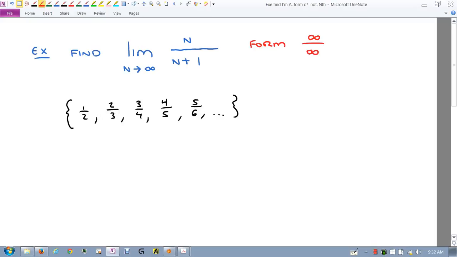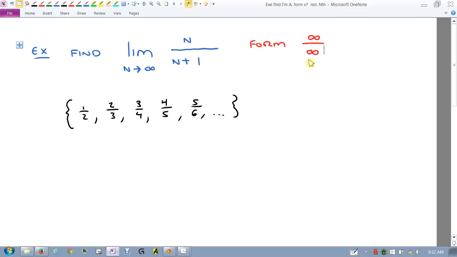I'm not going to let anyone fall into this trap, because I was going to ask you, what do you do when you have infinity over infinity? And someone was probably going to say L'Hopital's rule, right? Someone was probably going to say that, maybe? Here's the problem with L'Hopital's rule. L'Hopital's rule said you take the derivative of the top and bottom, right?